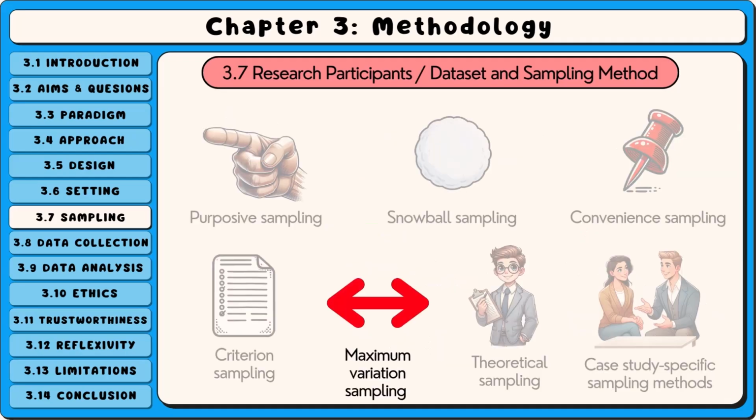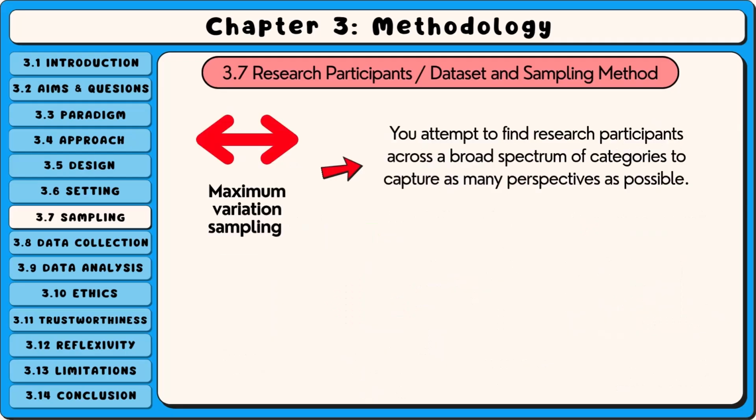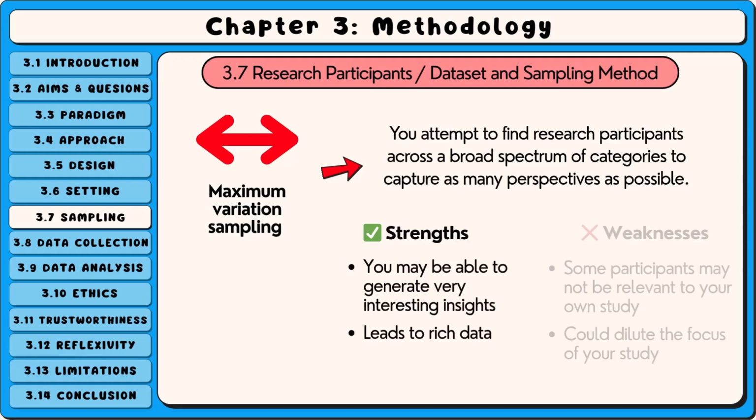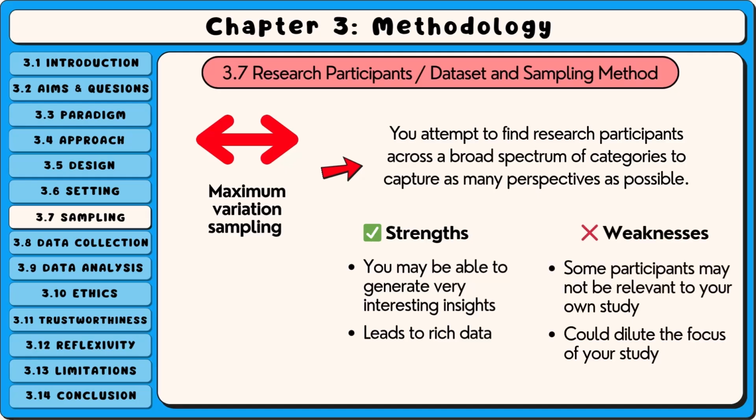Maximum variation sampling involves finding research participants across a broad spectrum to capture as many perspectives as possible. For example, a researcher may choose people of various different racial, ethnic, gender, and cultural backgrounds in order to get the maximum possible range of insights. A strength of this method is that it can generate very interesting and broad insights leading to rich data. However, some participants may not be relevant to your study, which could dilute the focus of the study.